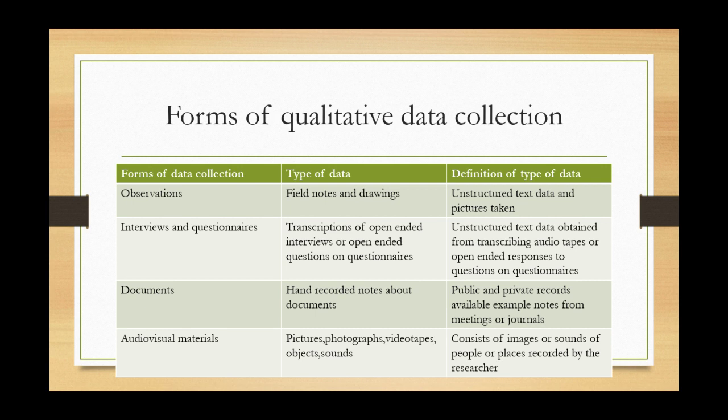Now, again, let's move to documents. Documents consist of public and private records that qualitative researchers obtain about the site or about the participants in the study. These include, let's say, newspapers. They include minutes of meetings, official memos, records in the public domain, and different archives of materials in the library, etc. Another qualitative data collection source is audio-visual material, where you collect types of data like pictures, photographs, videotapes, objects, and sounds.